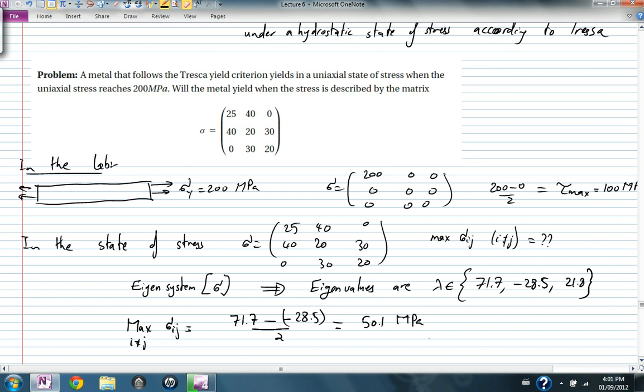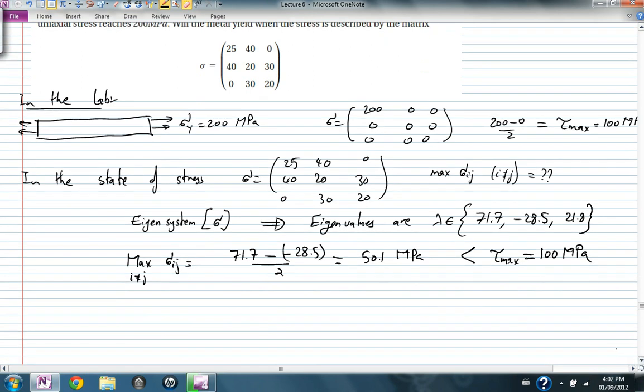Okay, well, how does this compare to what the material can hold? The material can hold tau maximum, which from the lab was equal to 100 MPa. Therefore, the metal is safe according to the Tresca yield criterion.